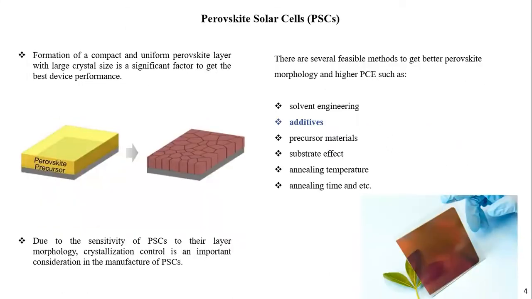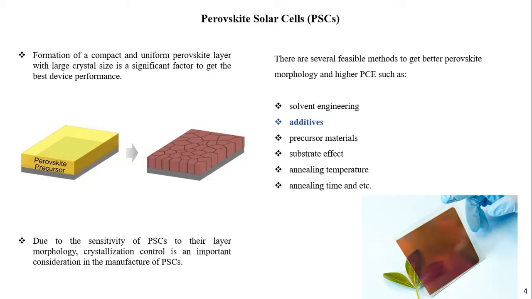The control of electron-hole recombination, morphology, crystal structure, and pinhole-free deposition of perovskite absorbers is significant for increasing photovoltaic parameters. In the different types of perovskite solar cells, the morphology of perovskite layers plays an important role in photovoltaic performance. It is shown that improving the coverage of the perovskite surface raises the photocurrent of the perovskite solar cell. The formation of a compact and uniform perovskite layer with large crystal size is a significant factor to get the best device performance. Because of the sensitivity of perovskite solar cells to layer quality, it is important to control morphology during manufacturing.